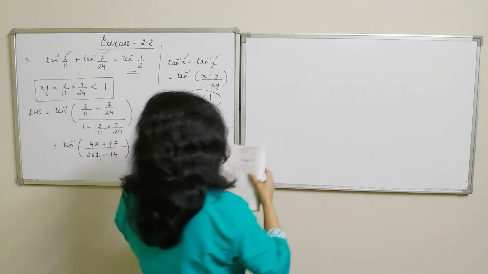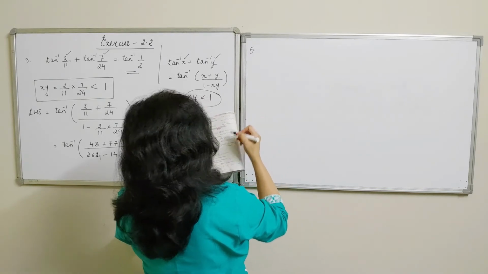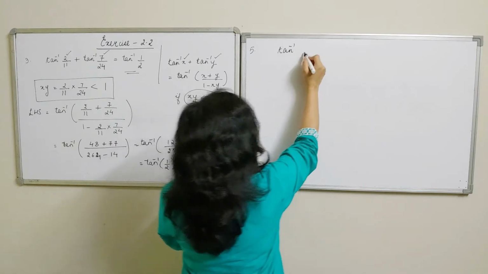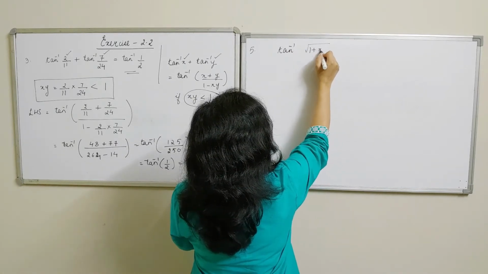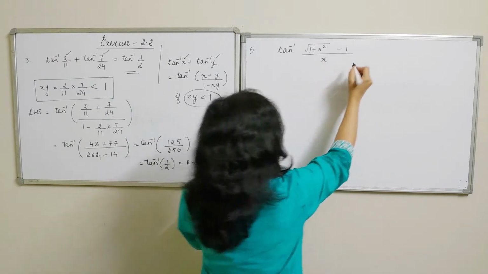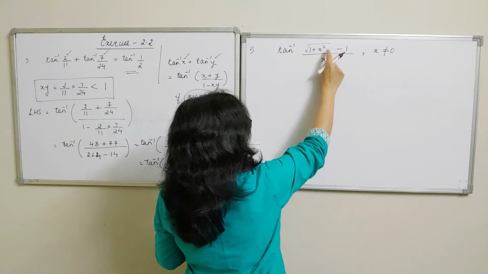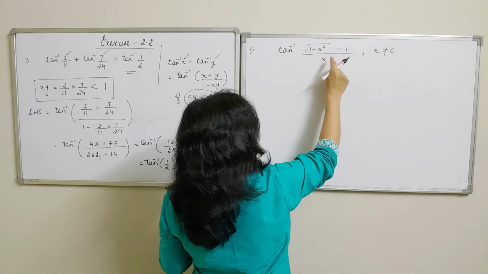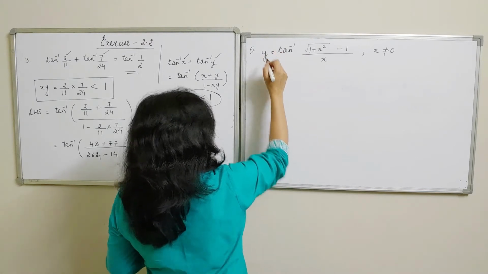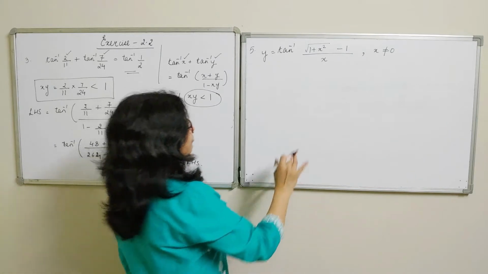Okay, next we are trying out question number 5. Function is given: tan inverse of under root 1 plus x square minus 1 upon x. It is mentioned x is not 0 because if x is 0 here, this part will become the indeterminate form. So here let's call this function y. What are we trying to do here? We are trying to simplify the function.